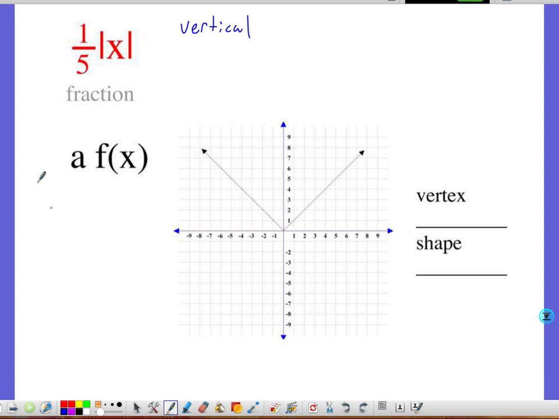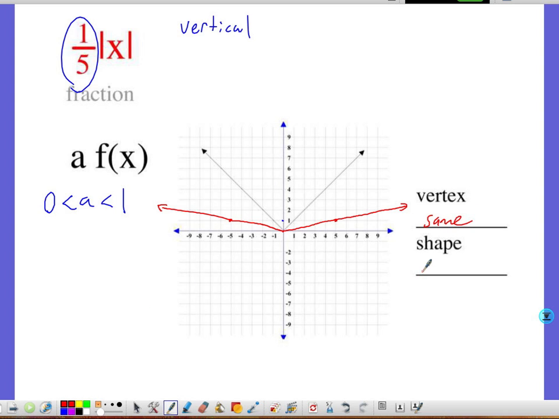What if we have a number a that is larger than 0 but less than 1? Well, again, this is going to be my slope. My rise is going to be 1, and my run is going to be 5. So here is my new point, and here's my other point. When I connect those dots, take a look at what happens to my graph now. The vertex stays the same, and the shape changes.